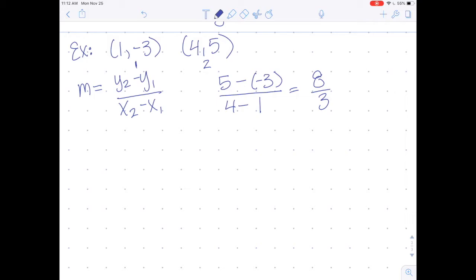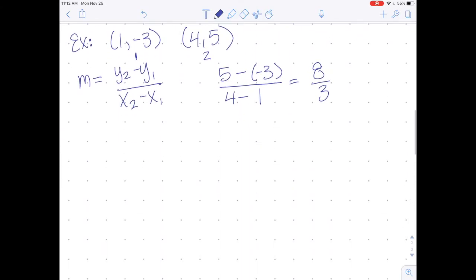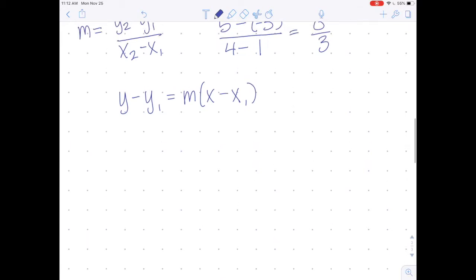And you do not need to solve this or get it into a decimal. We can leave it as 8 over 3. Then we can jump up to our point slope formula. So I'm going to write it down. y minus y1 equals m times x minus x1. I think it's important to write down the formula every time. It makes your life a lot easier.